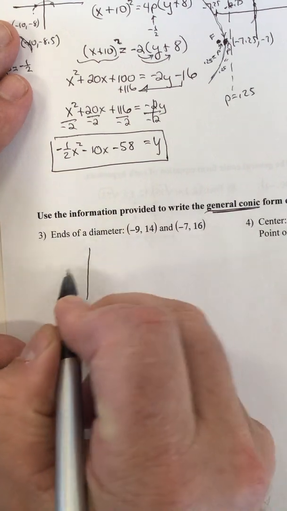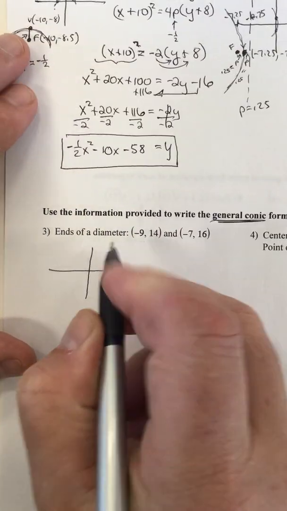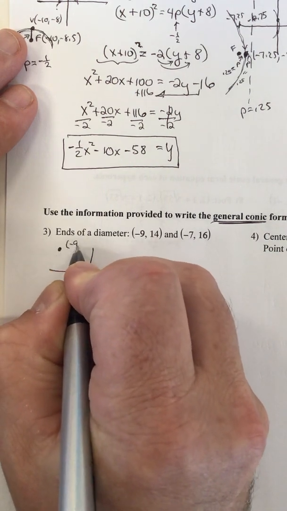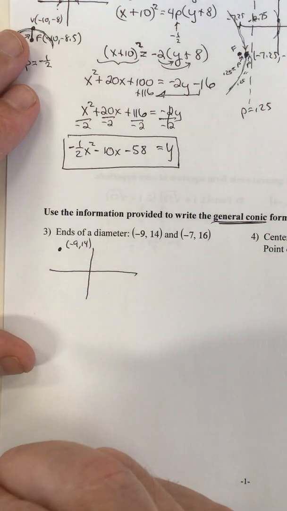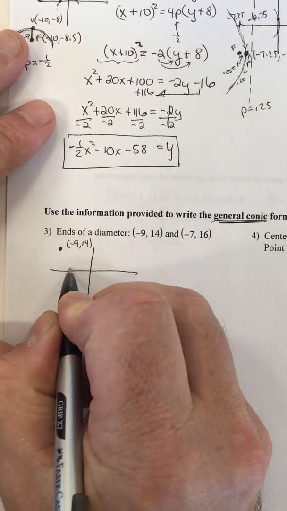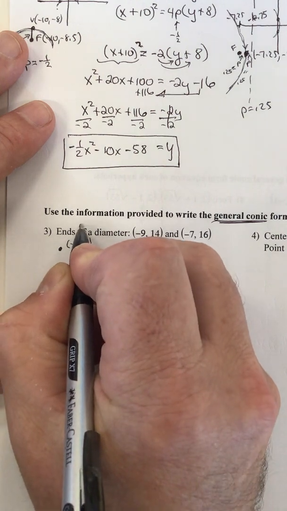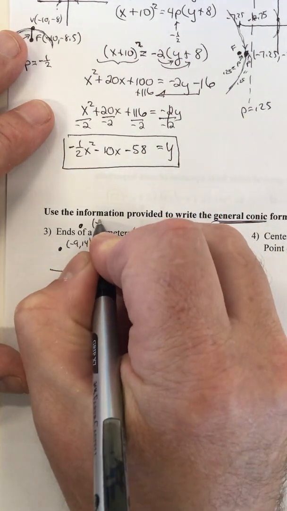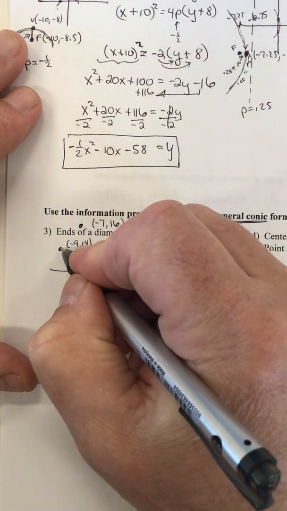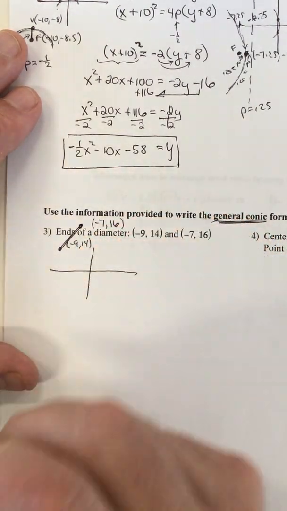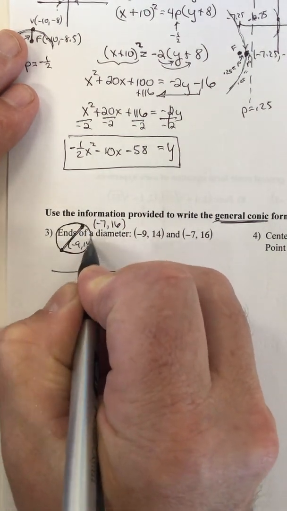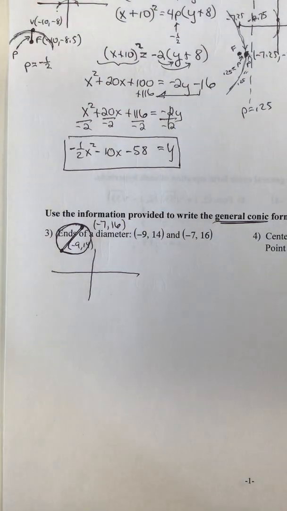Okay, I need to draw that. Negative 9, 14. So negative 9 up 14, somewhere around there. Negative 9, 14. And then negative 7, 16. So it'll be a little bit shorter, but taller. I'll put it right there. Negative 7, 16. And that's the ends of the diameter. So when I draw my circle around that, it's going to look something like that.